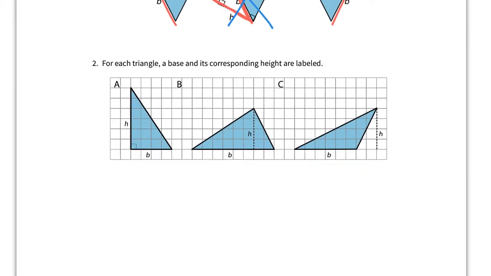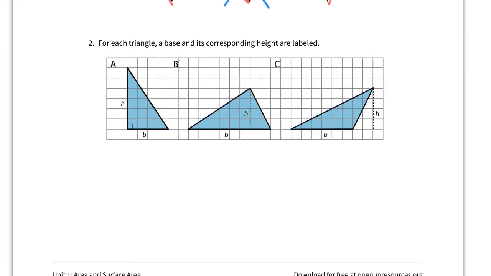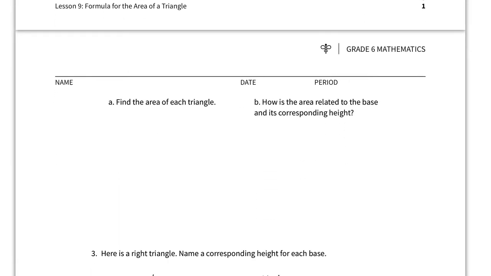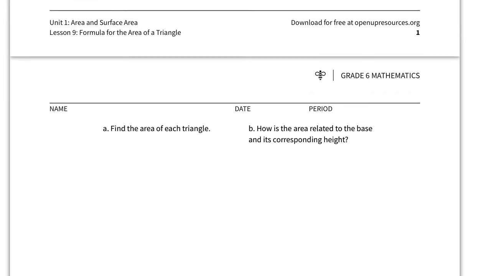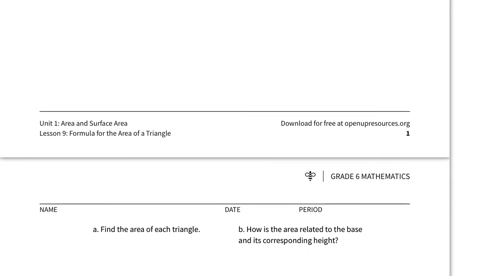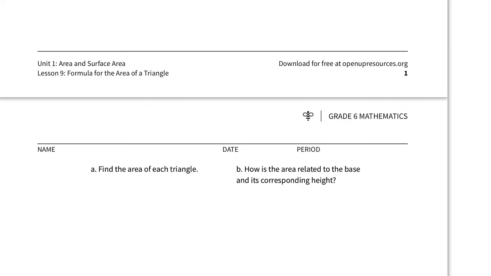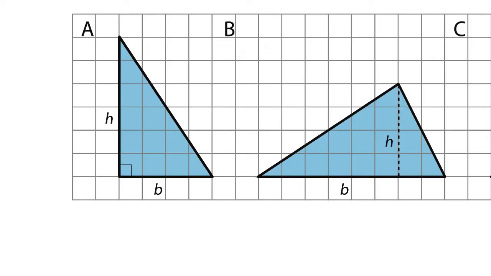That wasn't so bad. So here it says for each triangle, a base and its corresponding height are labeled. All right, yay. And it says we're supposed to find the area. How is the area related to the base and its corresponding height? Well, we know that formula. That's the formula. All right, so let's find the area of each triangle and talk about how the area is related to the base and its corresponding height. All right, so let's go. Let's find the area of each of these.